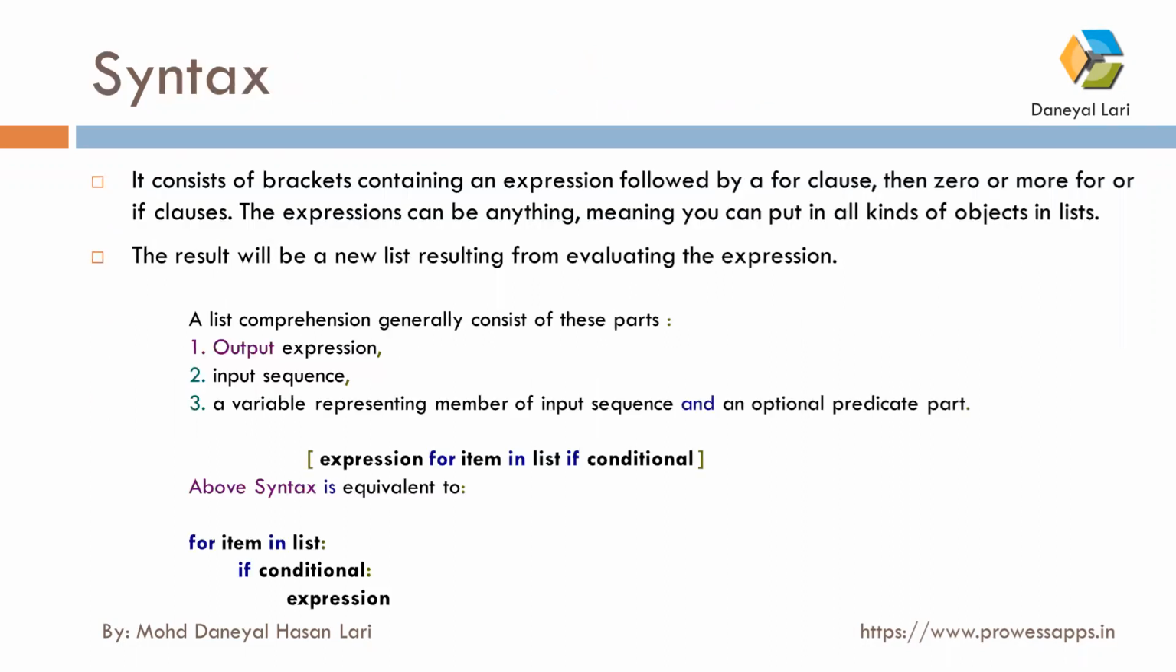So let's see what the syntax is and how to use it in applications. The syntax will consist of, just read this slide very carefully, brackets containing an expression. We know that the list can be created with the help of a square bracket. So it will contain a bracket and an expression, first of all, followed by a for clause. We have already learned how to use for. Then zero or more for or if clauses. If you want more than one for to create a list, then you can use a nested for also in the list comprehension.